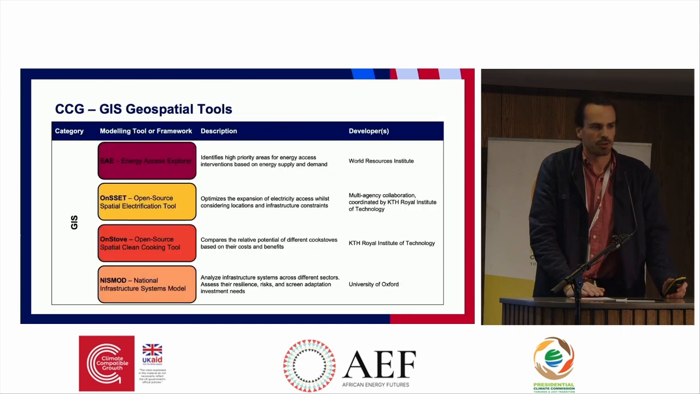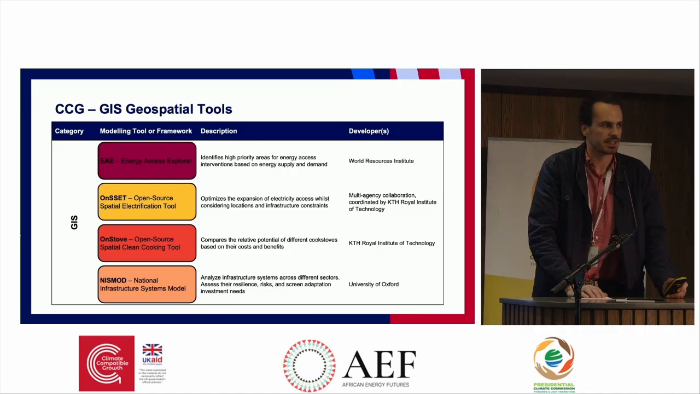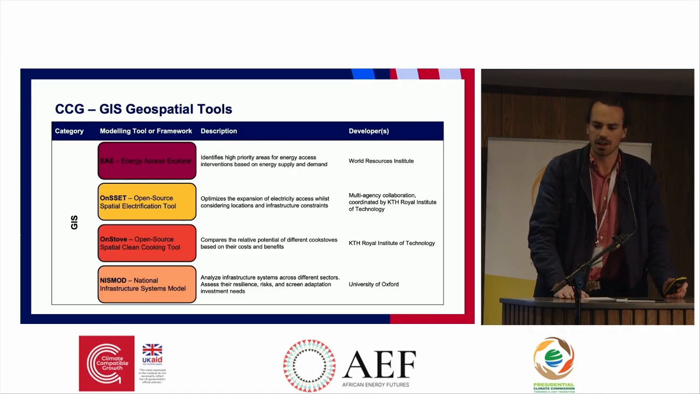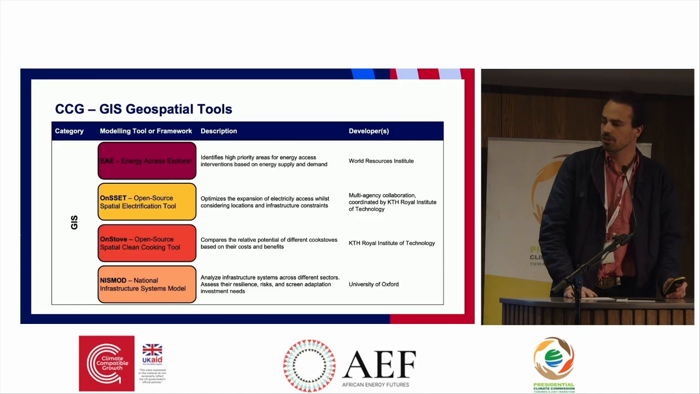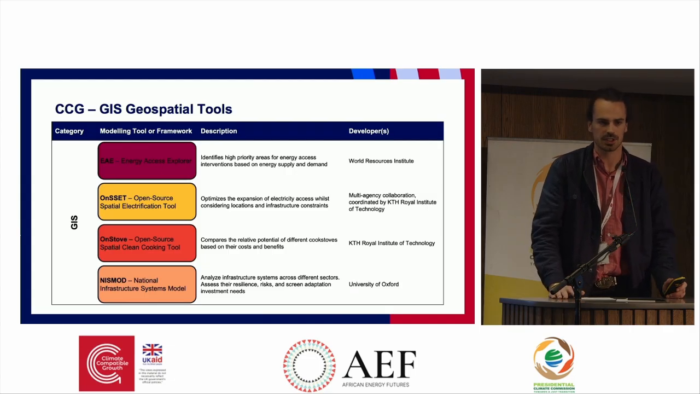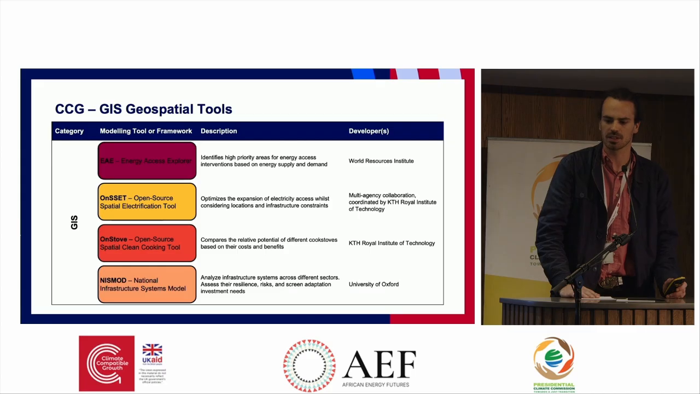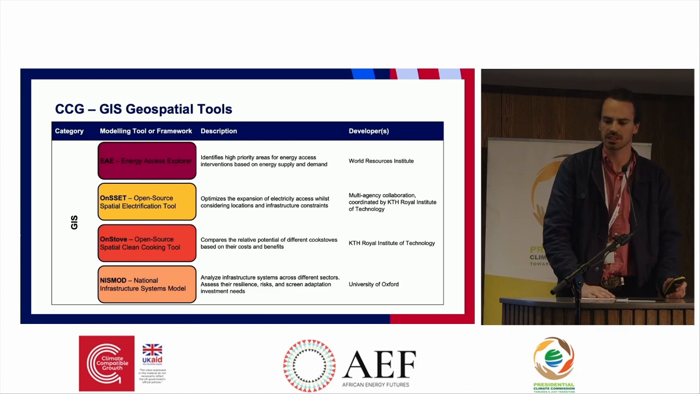So just to run through the long list of tools that are held by CCG at the moment, these are all open source. There tends to be capacity building and resources available to pick up and use these tools as freely as possible. So we cover three main umbrellas. There's GIS, which is the spatial aspect of this. So this covers, quite importantly, OnSSET, which is grid development. We have OnStove, which is similarly uptake of clean cooking in countries.